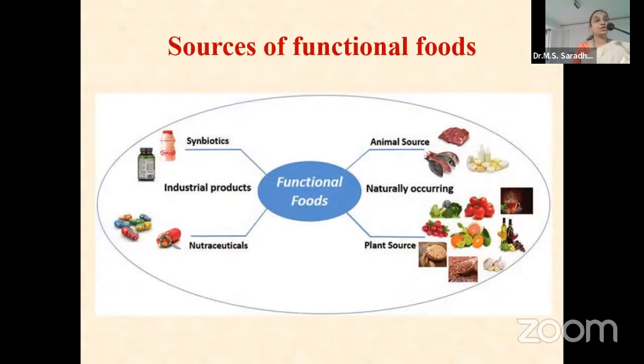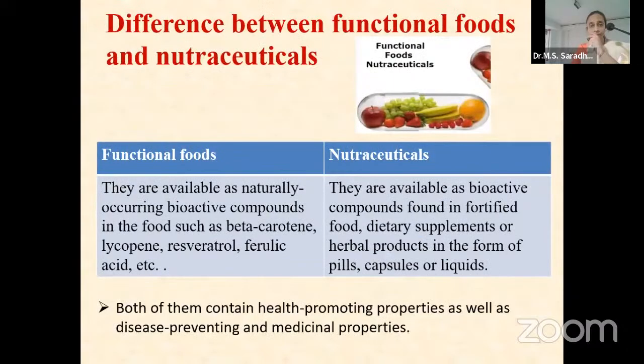This is a slide to show which are naturally available and which can be incorporated in our diet along with the functional foods. Now let's know the difference between functional foods and nutraceuticals. Biofunctional foods are available as naturally occurring bioactive compounds in the food, such as beta-carotene, lycopene, etc.